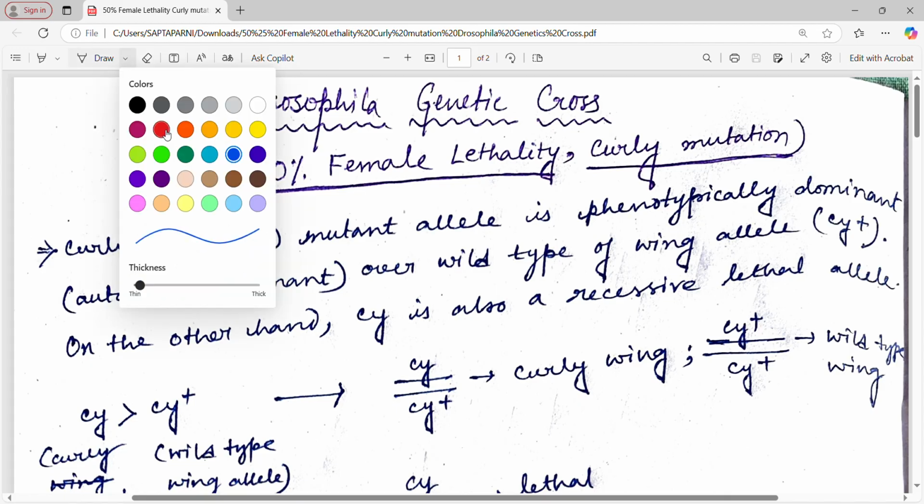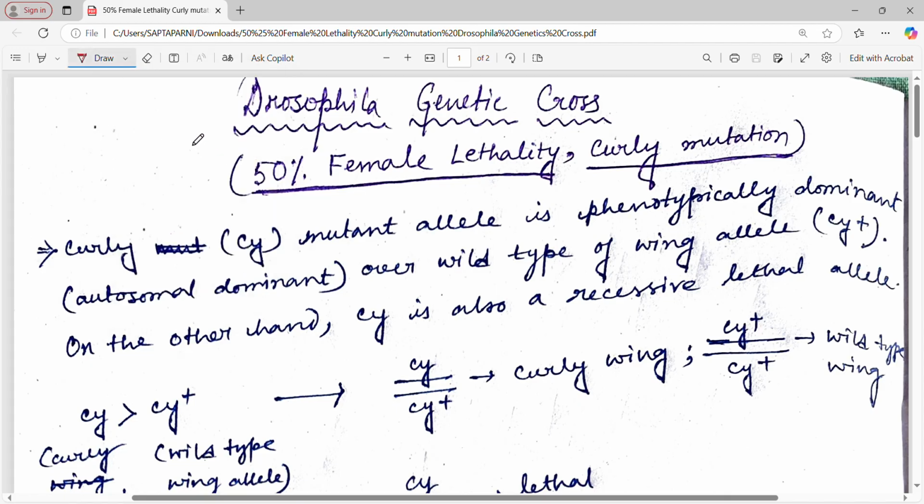So in today's video we are going to discuss genetic cross in Drosophila, and today we are going to focus on 50% female lethality in Drosophila regarding Carli mutation.